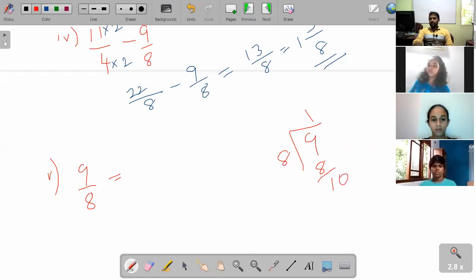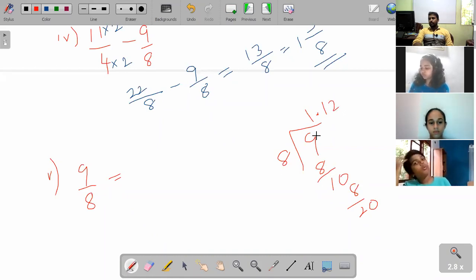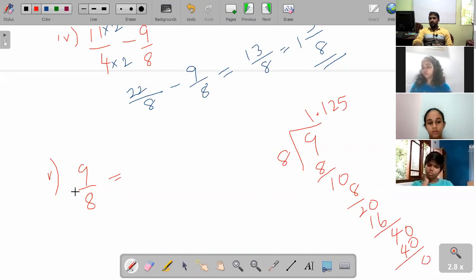So you can put here 0. Also you have to keep the decimal point. 10. How many 8s? 1. 1 times 8, 8. Remaining 2, 20. How many? 2. 2 times 8, 16. Remaining 4, 40. How many 8s? 5. 5 times 8, 40. So what is the answer? 1.125. That's the fraction converted into decimal.